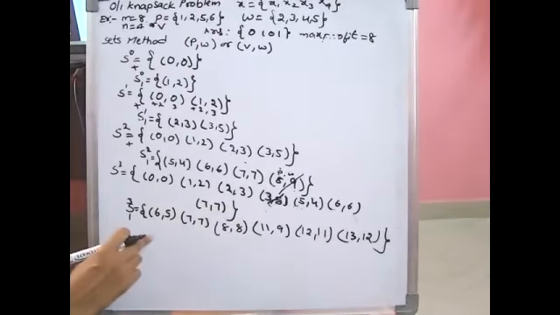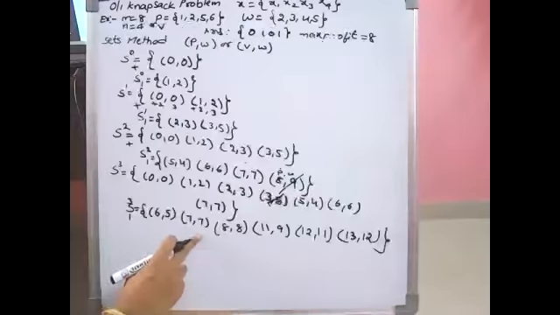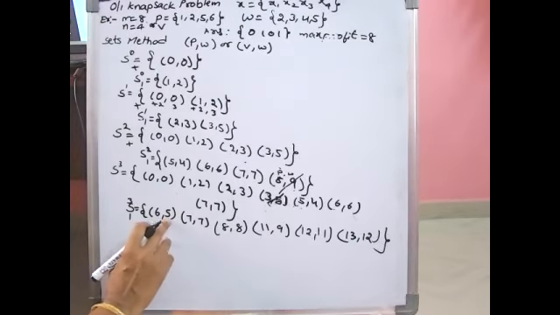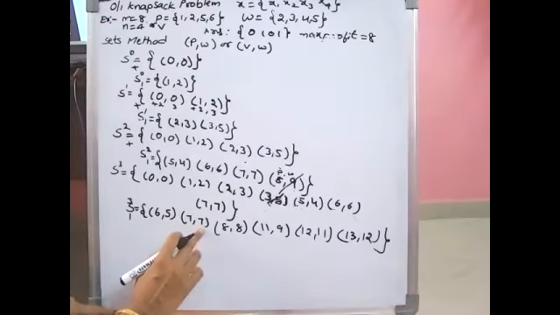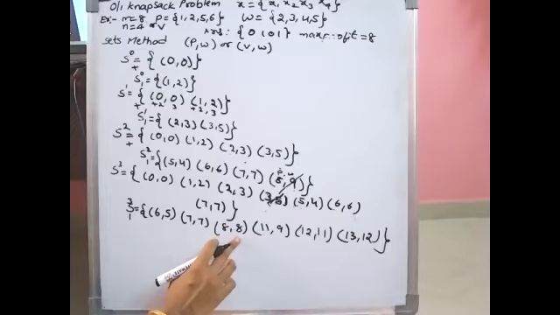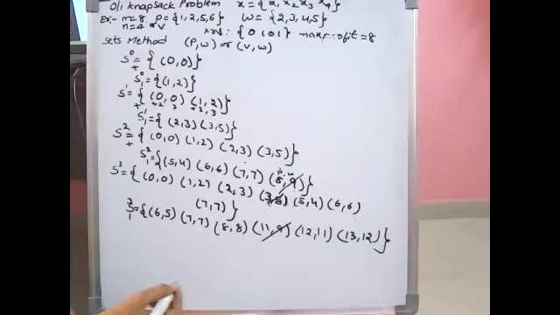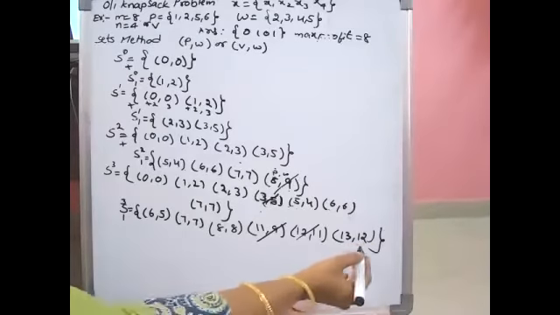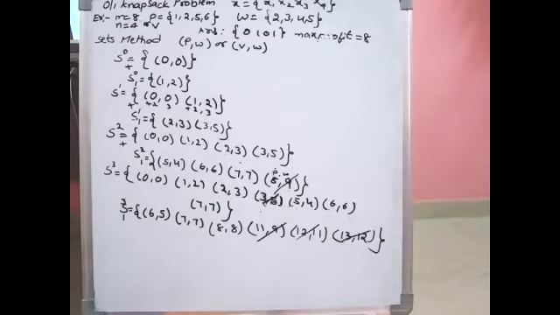Again, I need to check whether any ordered pair is not satisfying my constraint. My knapsack weight is acceptable only up to 8 units. So 8, 5 is less than 8, okay. 7 is less than 8, okay. 8 is 8, okay. Here it is 9, cancel this ordered pair. Here it is 11, cancel this. Here it is 12, cancel this.